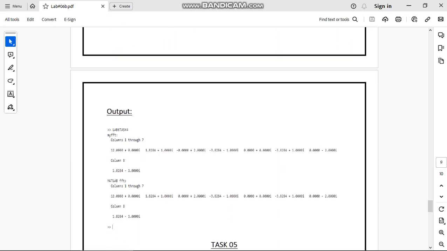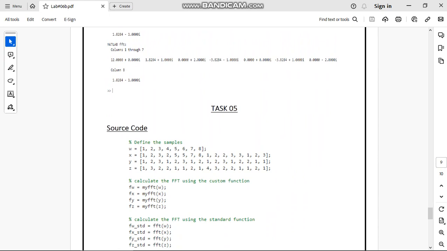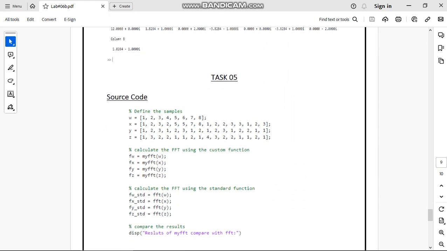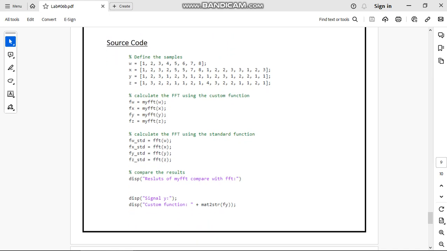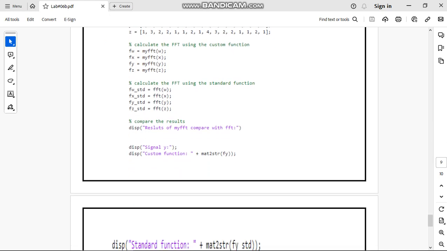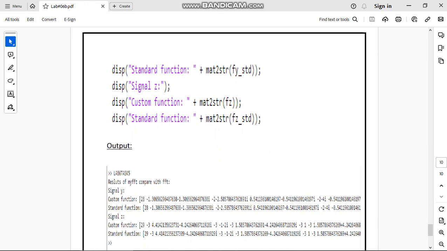This is the output. Now moving on to task 5, which is defining the samples, where I have taken 4 samples as w, x, y, and z. Then calculating the FFT separately, my FFT of w, x, y, and z. Then calculating the FFT using the standard function separately for w, x, y, and z. Then comparing the results and displaying, and this one is its output.